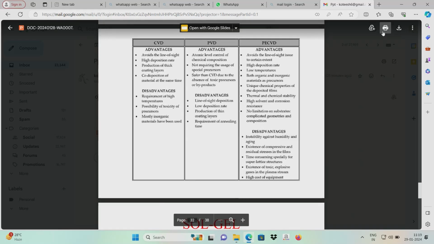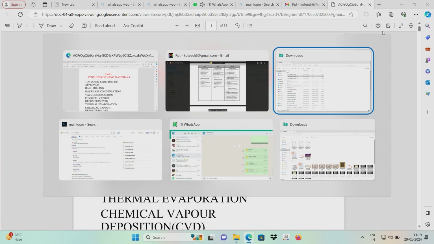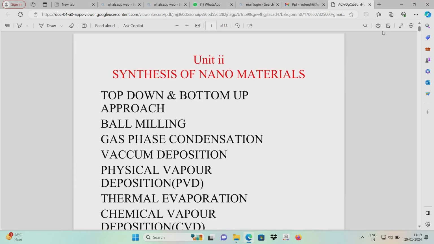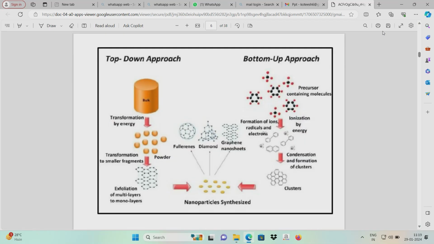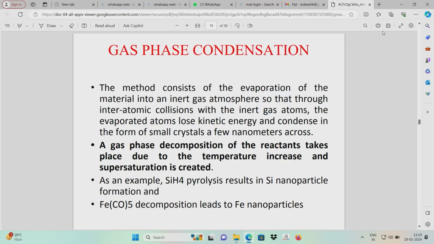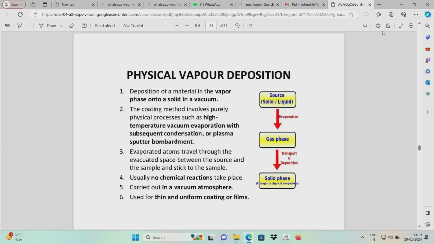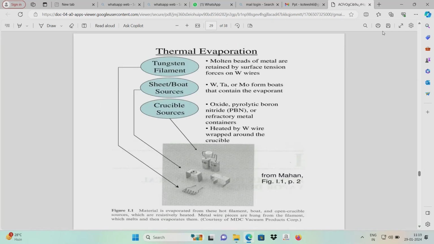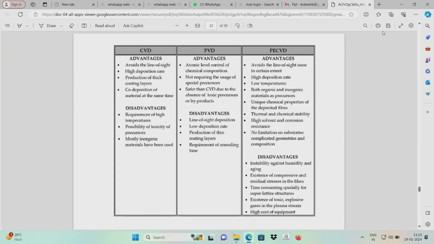This slide explains chemical vapor deposition and physical vapor deposition, and the advantages I have given on the right hand side.